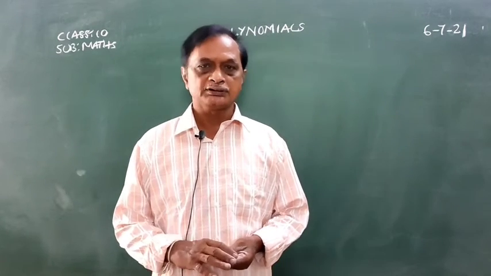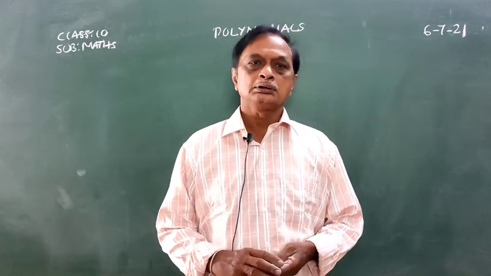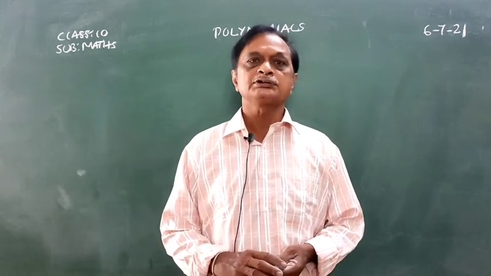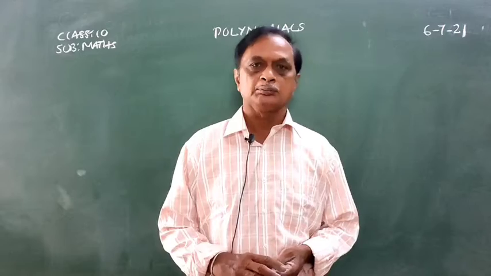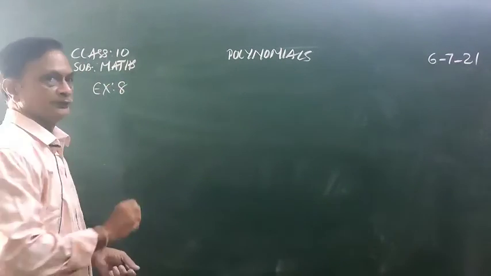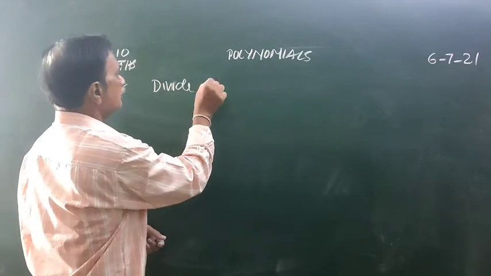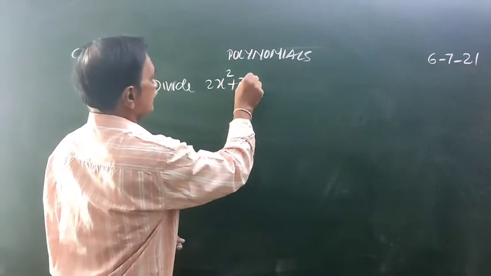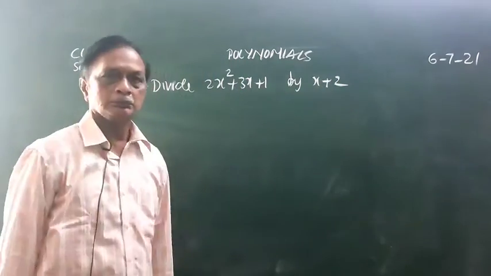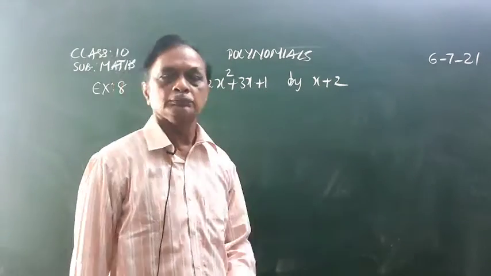Now, in the present class, we are going to learn how to divide a polynomial by another polynomial. Division of a polynomial by another polynomial. Take example A. Divide 2x square plus 3x plus 1 by x plus 2. So you are required to divide this 2x square plus 3x plus 1 by x plus 2.